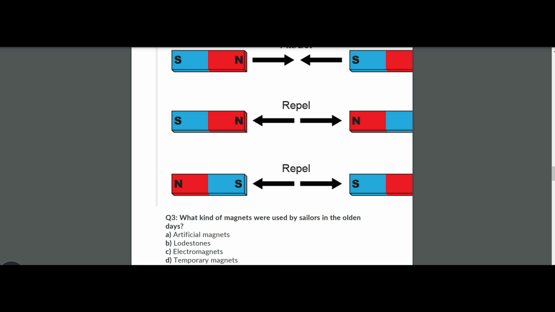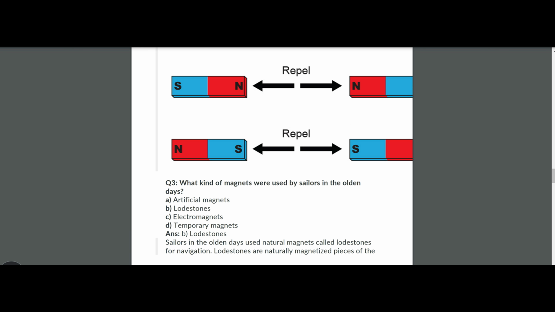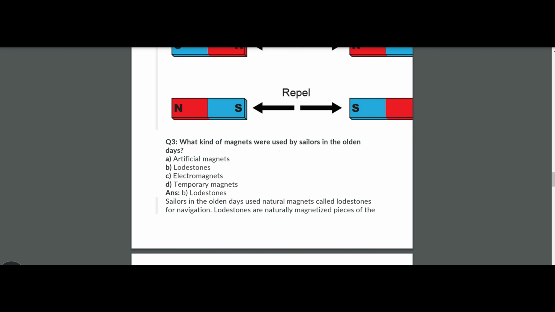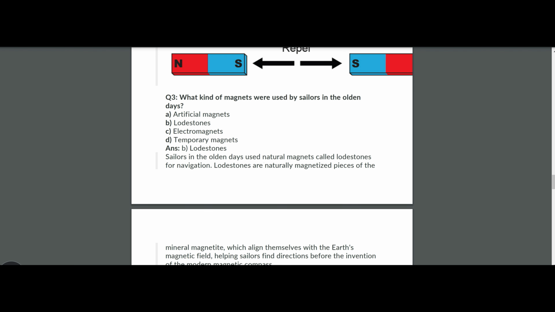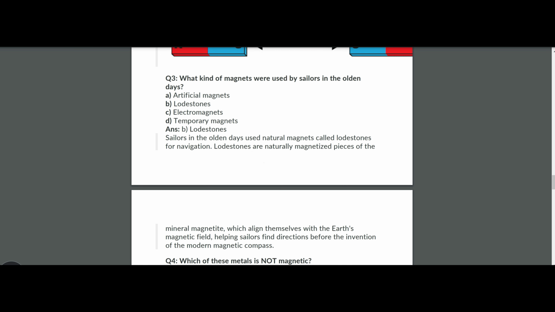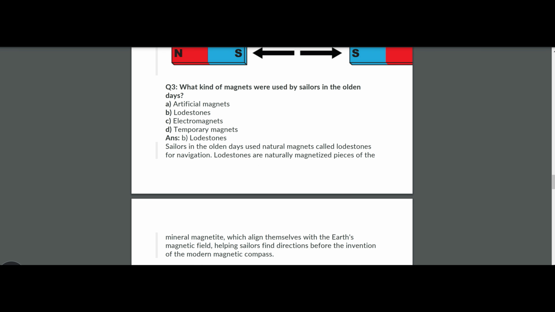C. Electromagnets. D. Temporary magnets. Very good. The answer is lodestones. Sailors in the olden days used natural magnets called lodestones for navigation. Lodestones are naturally magnetized pieces of the mineral magnetite which align themselves with the Earth's magnetic field, helping sailors find directions before the invention of the modern magnetic compass. Okay, and lodestones also behave like a magnet.